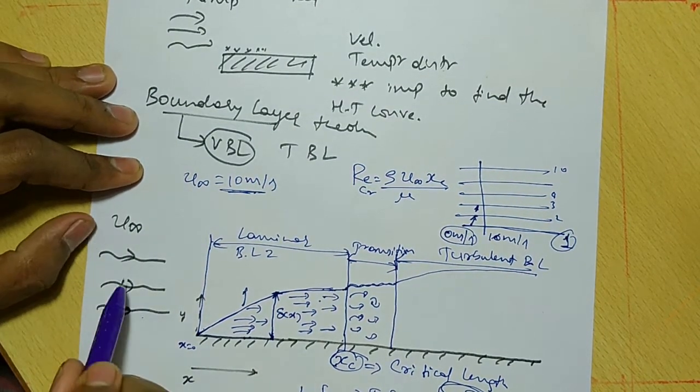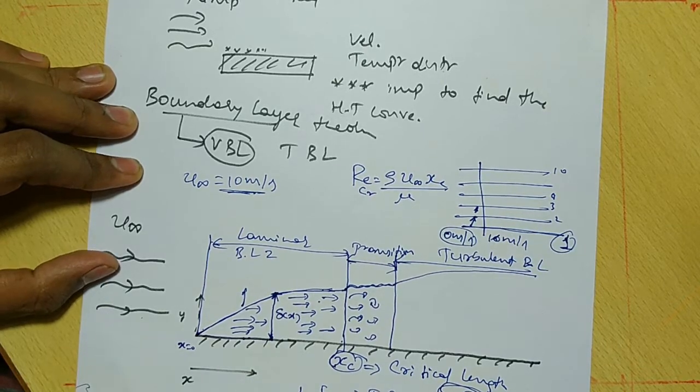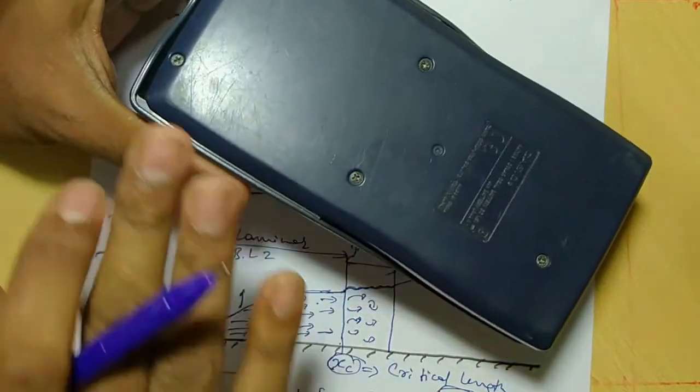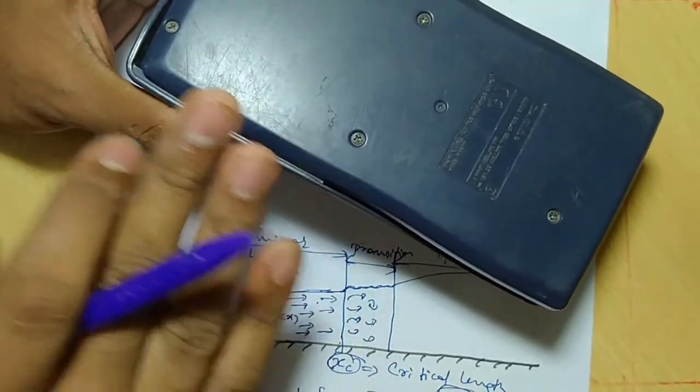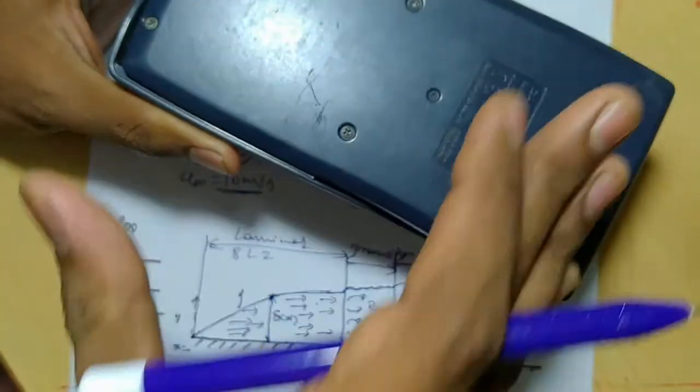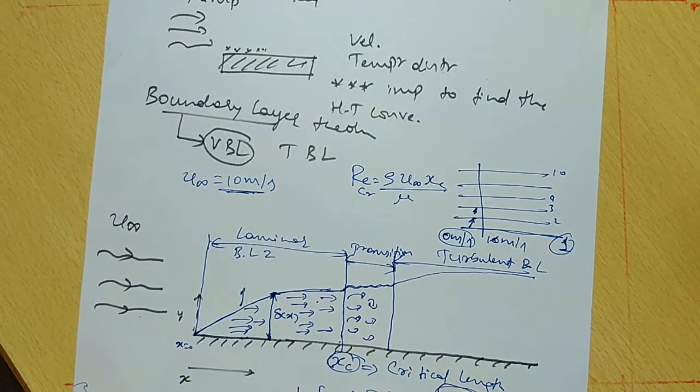Now we are discussing flow over any surface. Consider this is a surface, a plate or a flat surface. Over this, the fluid flows, and this type of thing will happen.